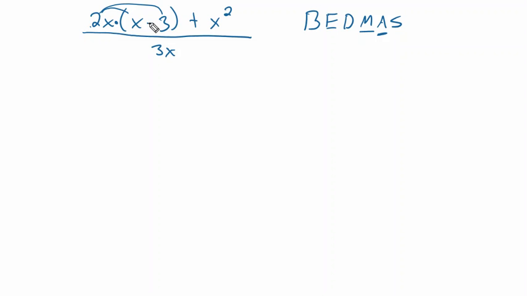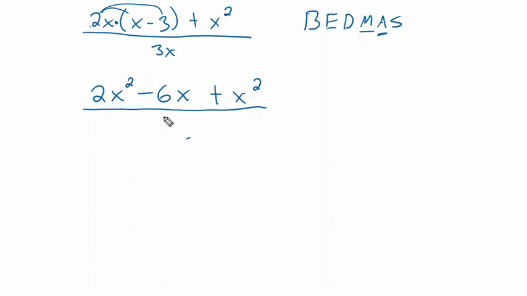So 2x times x is 2x squared, right? x times x is x squared. And then 2x times negative 3 is going to be negative 6, and then don't forget the x, right? So negative 6x, or minus 6x, same thing. And then we just have this plus x squared left over. So let's go plus x squared. Now I'm just going to write what's left here, just so we can see what's going on. So now it's over 3x.